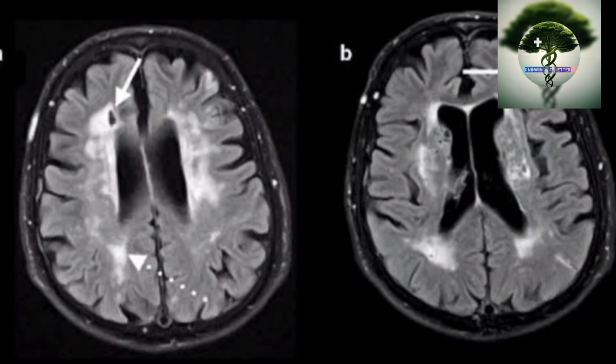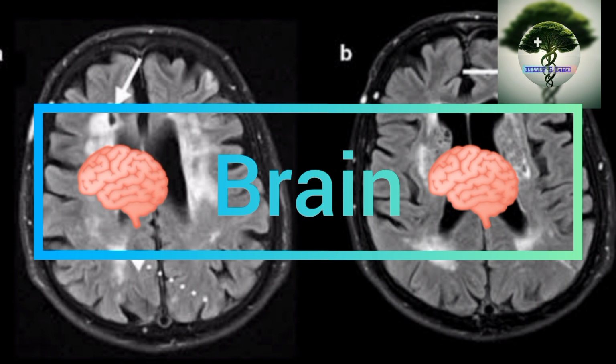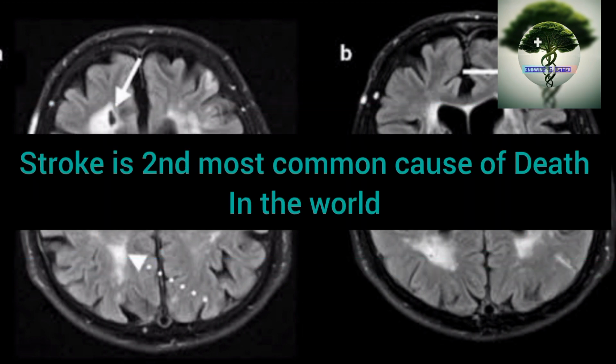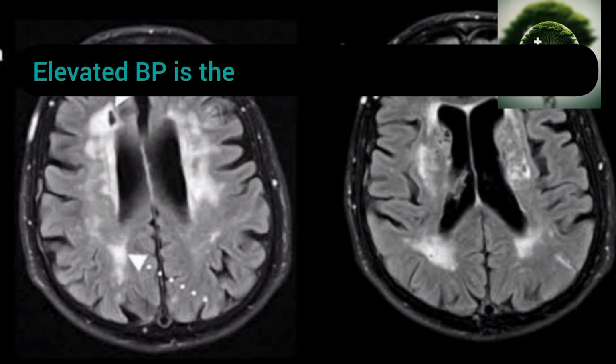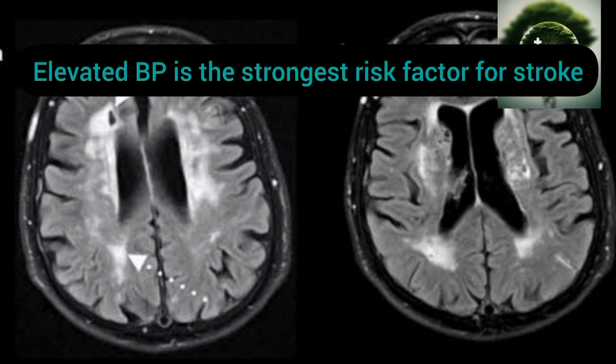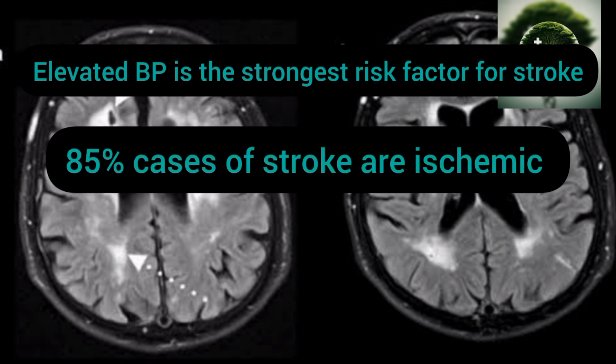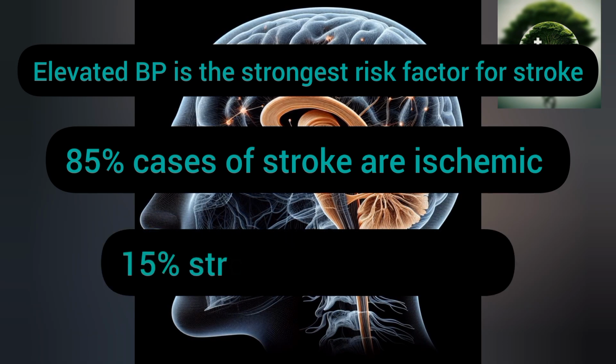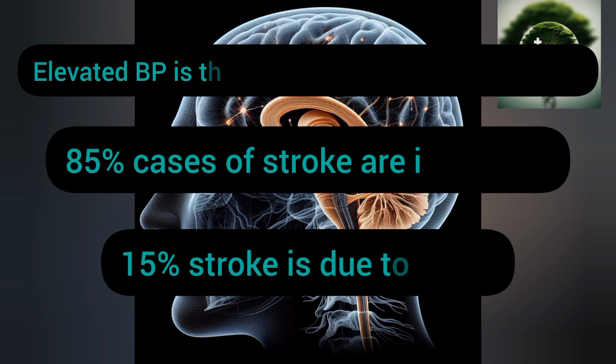Second system is brain or central nervous system. Stroke is the second most frequent cause of death in the world. Elevated blood pressure is the strongest risk factor for stroke, and around 85% of strokes are due to infarction, and the remainder are due to either intracerebral or subarachnoid hemorrhage.